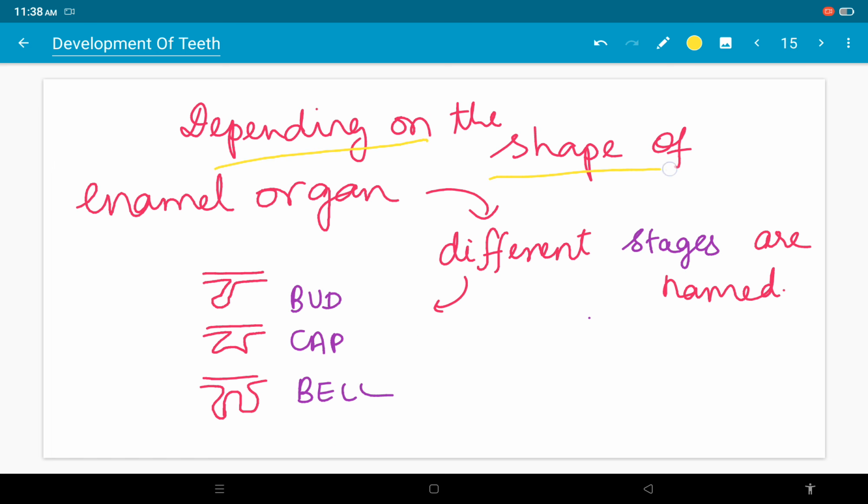Depending on the shape of the enamel organ, different stages are named. The first shape is the bud after the dental lamina. If there is a depression here, if it divides into two and there is a depression, it is known as cap. And see the shape, if it is of bell shape, it is bell stage. In bell stage, you have early and advanced bell stage.